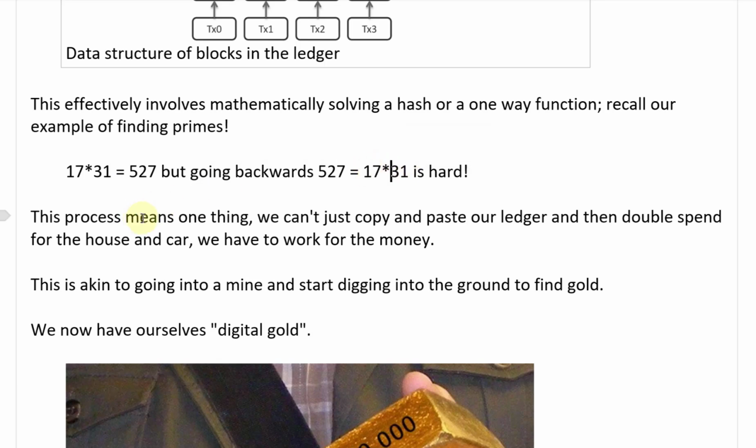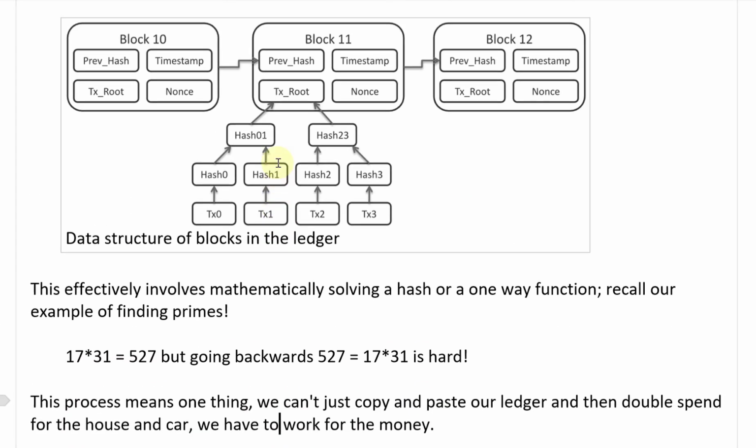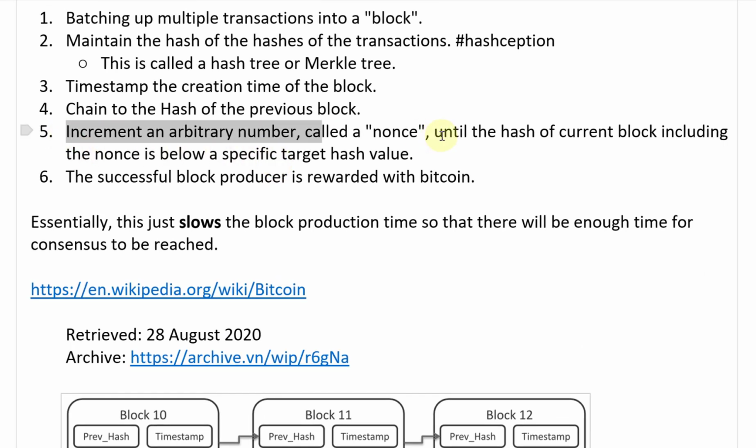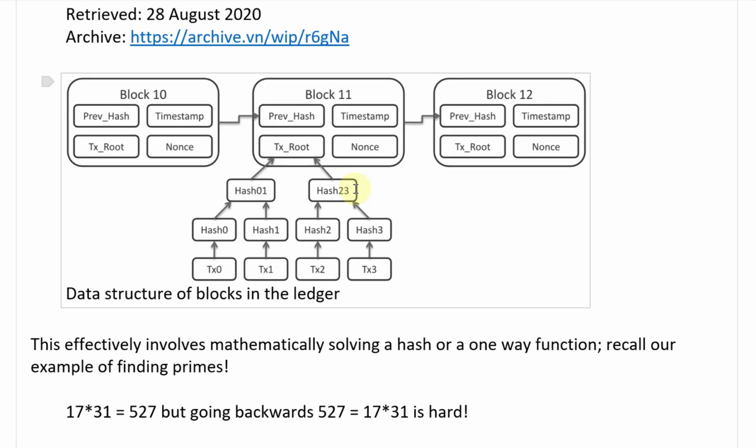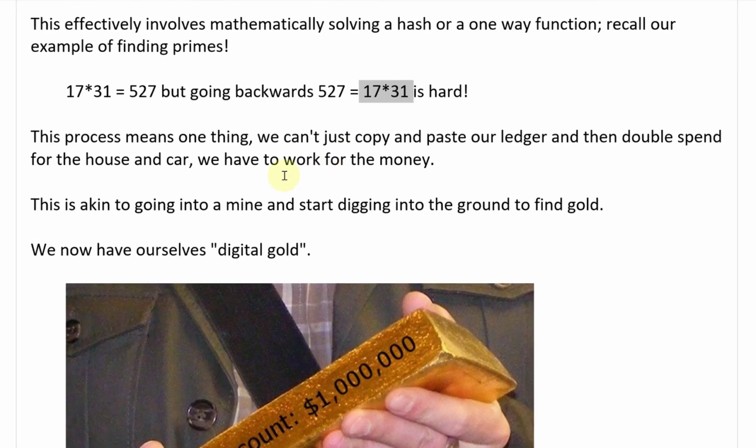That's the idea. This process means one thing: we can't just copy and paste our ledger as before and then double spend for the house and car. We have to work for the money. So we have to put in the resources to actually go through this arbitrary nonce, this mathematical work calculation, and find these random prime numbers, for example, in our simplified one-way function example. So we have to work for the money.